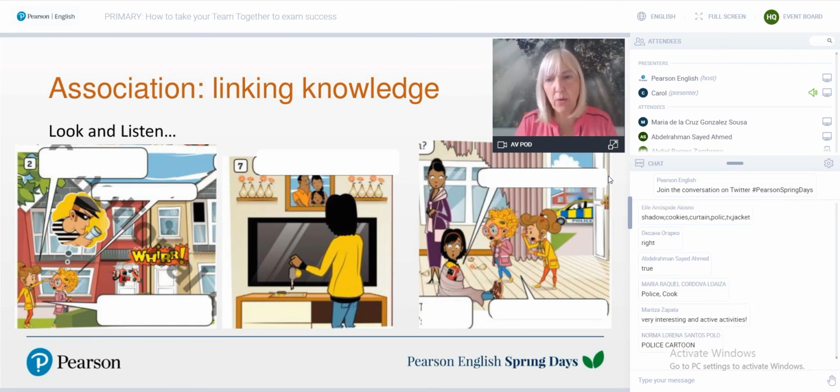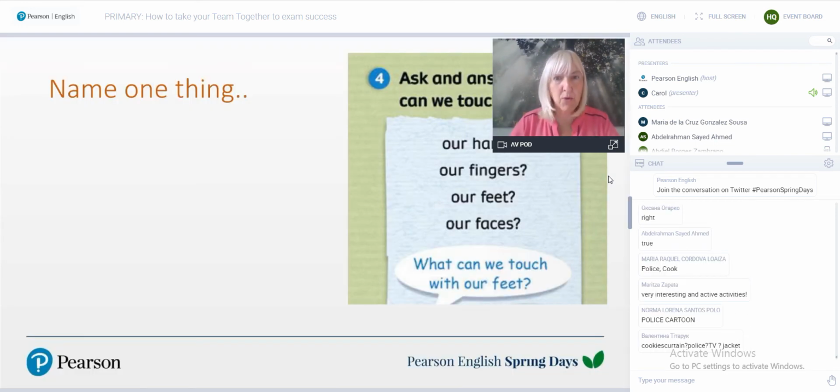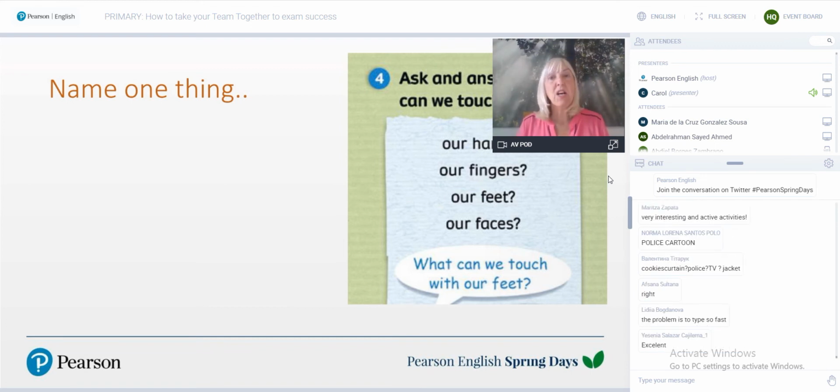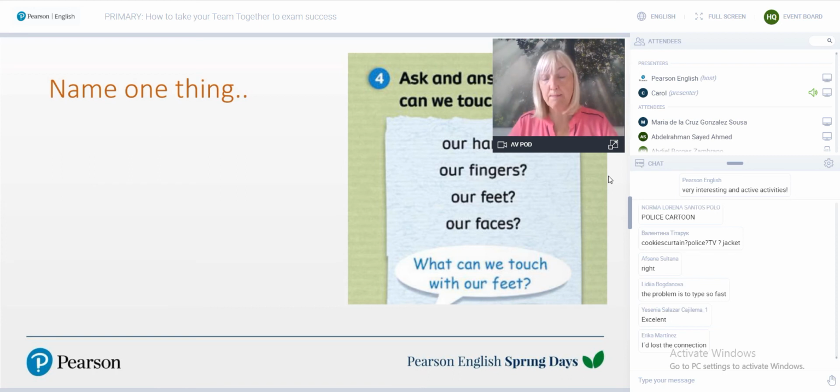Another thing you can do, and this again comes from the same course book, is name one thing. Rather than me telling you what words might fit, ask students, what's one thing you can touch with our hands, or with our fingers, or with our feet, or with our faces? And have a think. What would you say is something you can touch with your hands? What do you think you can touch with your fingers? What about your feet? And what about your face?